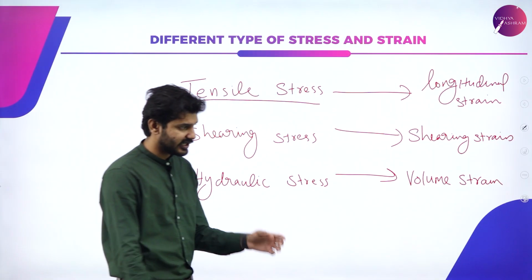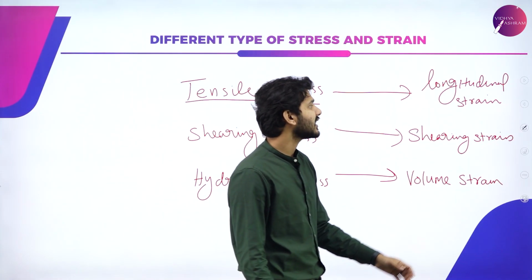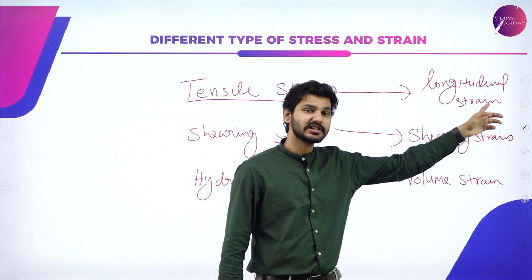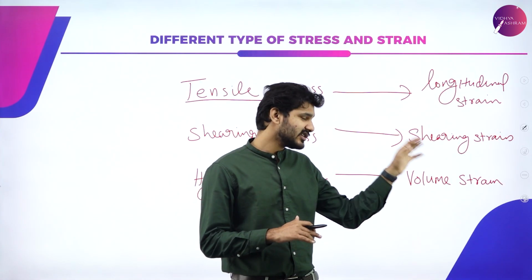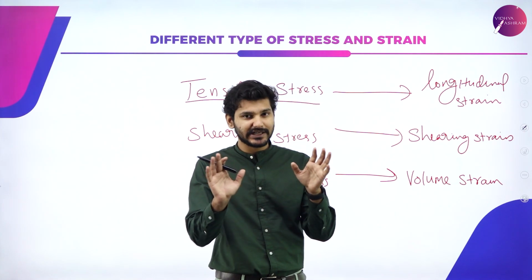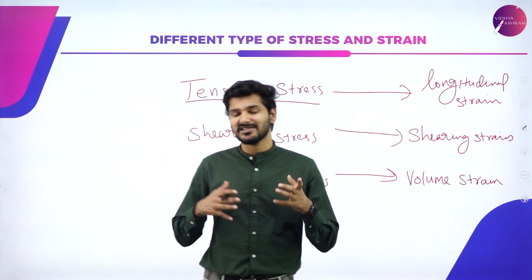So again, if you look at the left-hand side, you can see that longitudinal strain just means it is something related to the length. Shearing strain is somewhat different, so I'll let you know what shearing strain is. And finally, the volume strain is actually the change in volume.